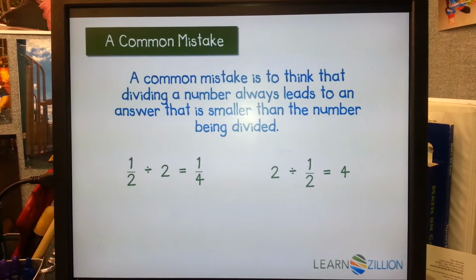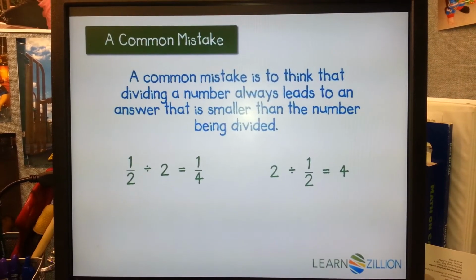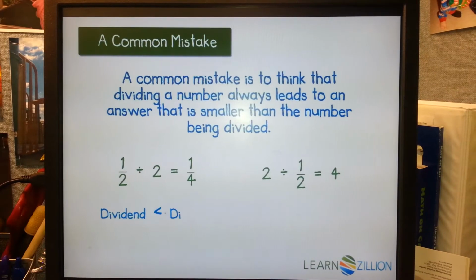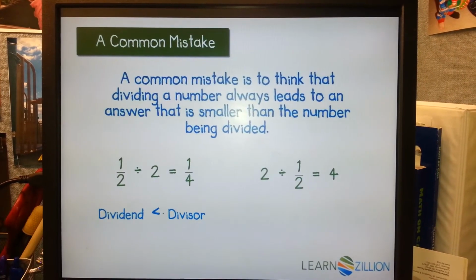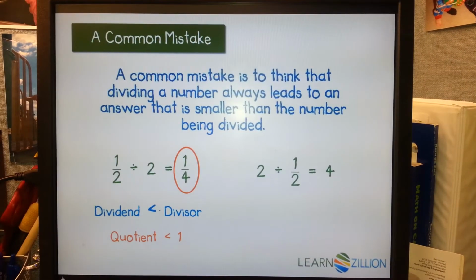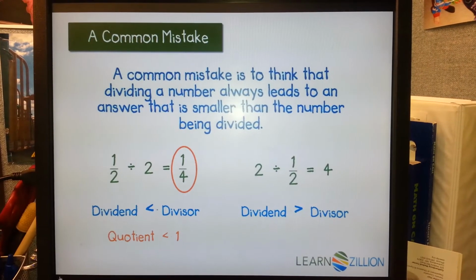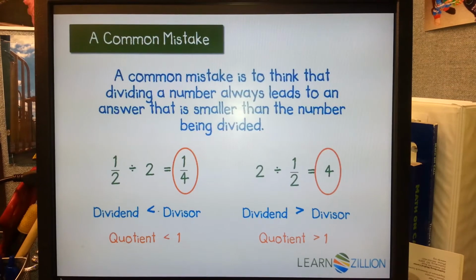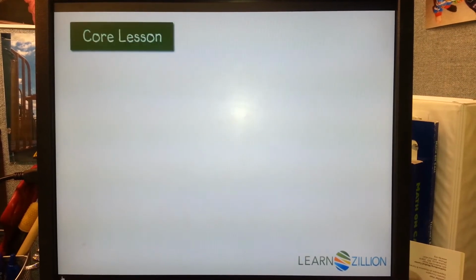One way that you can estimate to see if your answer is reasonable is remember that if your dividend is less than your divisor, then your quotient will be less than 1. If your dividend is greater than your divisor, your quotient will be greater than 1.